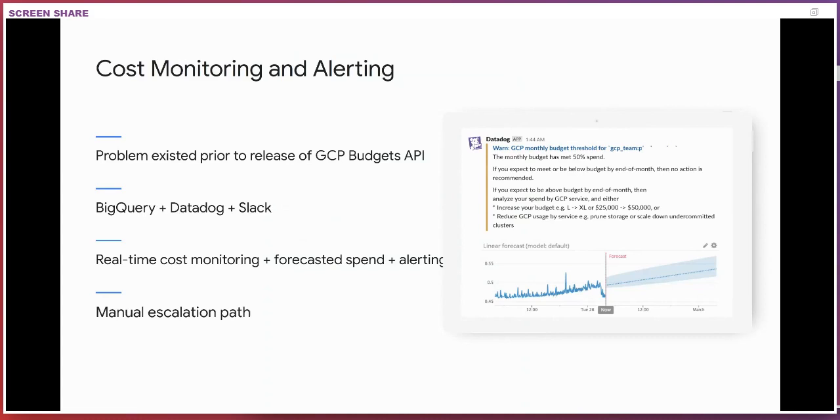This was in GCP, running it through Datadog, which has a forecasting function, and then alerting teams in Slack at set predefined times that we got to a certain threshold of spend. And so this was prior to this existing within GCP. This is now more native functionality. You can get email alerts, but this was something that the engineering teams really put their heads together. And I think we solved this in the course of like a day or two.